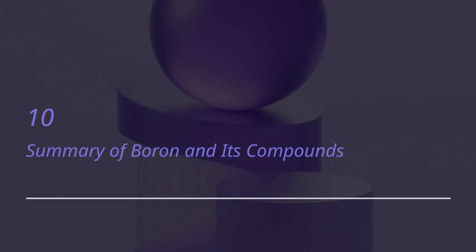Boron is a fascinating element that plays a unique role in chemistry. It's known for forming a variety of compounds, each with its own interesting properties. These compounds are important in many industrial applications, from glass production to cleaning agents. What makes boron stand out is its versatility and the way it can form complex structures. Throughout this presentation, we've seen how boron's chemistry connects to broader themes like material science and environmental impact. Understanding boron and its compounds helps us appreciate the diversity and significance of elements in real-world applications.